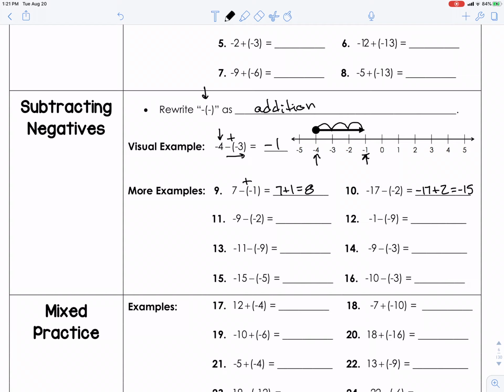Number 11, negative 9 minus negative 2. That's just adding. Let's rewrite it. Negative 9 plus 2. Well, I owed somebody $9. I paid them 2 of it. Now how much do I owe them? I owe them $7. So I'm still down $7. It's a negative 7. Or I can say negative 9 on the number line. I got to count 2 to the right. That's negative 8, negative 7. That gets me to the negative 7.